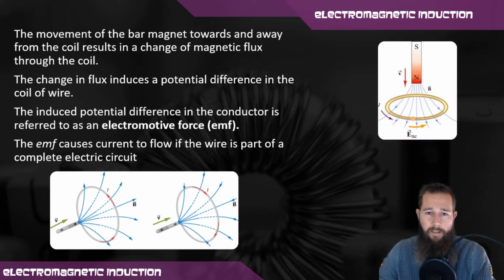So this change in magnetic flux in the coil induces a potential difference in the coil. This is referred to as electromotive force. I'll cover this in more detail later. However, you can see when the magnet moves in and out of the coil, this current is induced in the coil.